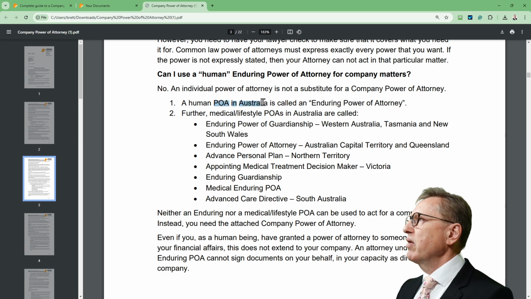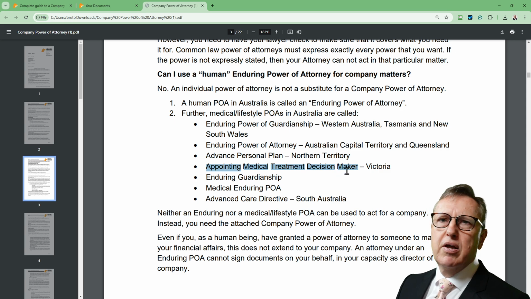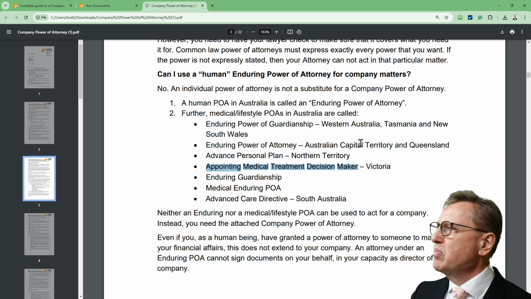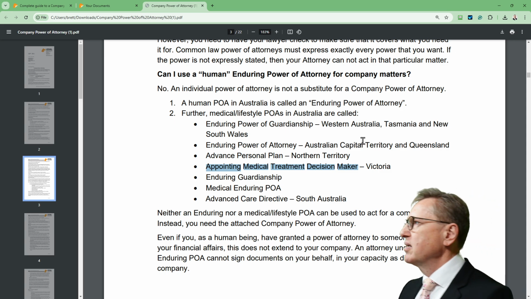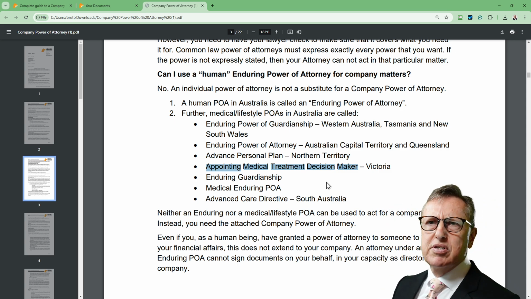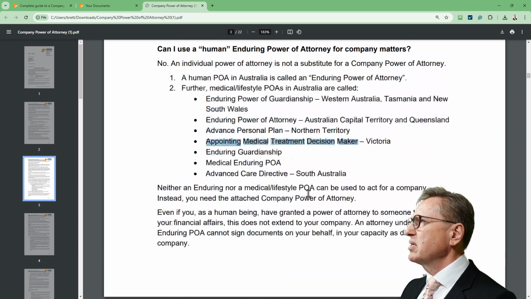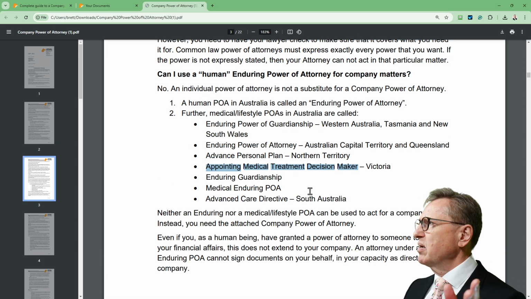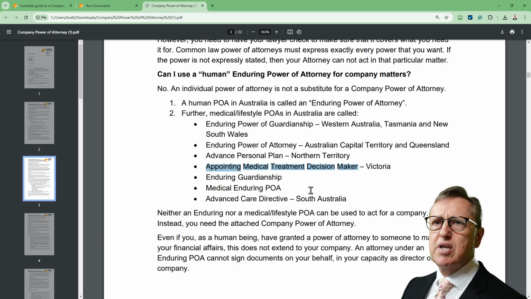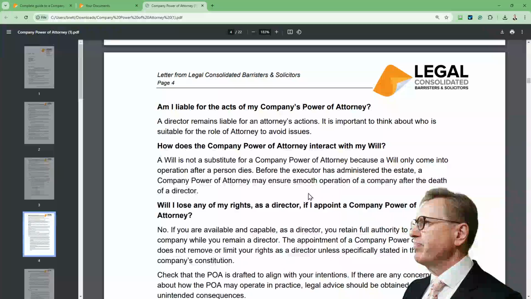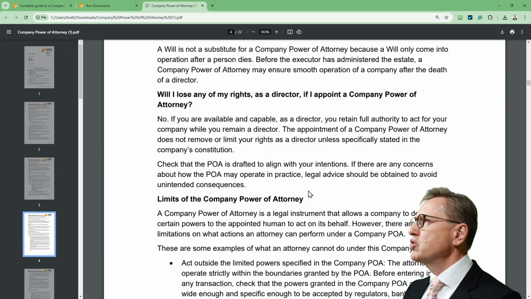Interesting that the power of attorneys in Australia are all called enduring powers of attorneys, but in Victoria we call it an appointing medical treatment decision maker. You wonder who the government department or the administrator was that came up with that mess of words. You just wonder what the government's doing. These power of attorneys and medical power of attorneys are unique to each state. Anyway, I'm not here to talk about enduring powers of attorneys. We're here to talk about company powers of attorneys.